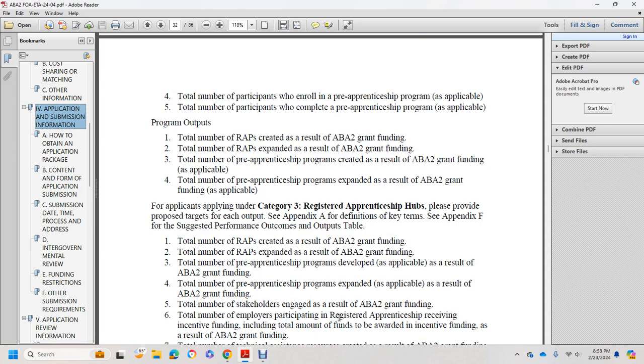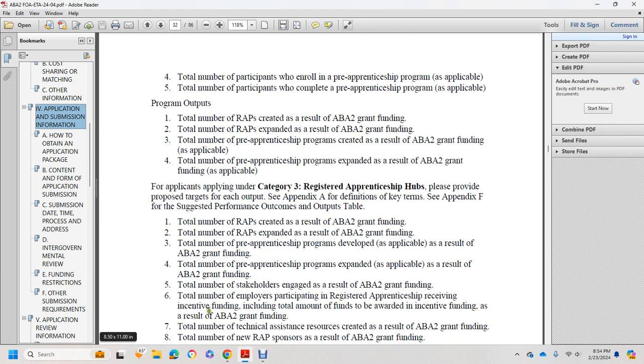1. Total number of registered apprenticeships created as a result of the Apprenticeship Building America grant funding. 2. Total number of registered apprenticeships expanding as a result of the Apprenticeship Building America Round 2 grant funding. 3. Total number of pre-apprenticeships created, as applicable, as a result of the Apprenticeship Building America Round 2 grant funding. 4. Total number of pre-apprenticeships expanded, as applicable, as a result of the Apprenticeship Building America Round 2 grant funding. 5. Total number of states engaged as a result of the Apprenticeship Building America Round 2 grant funding.